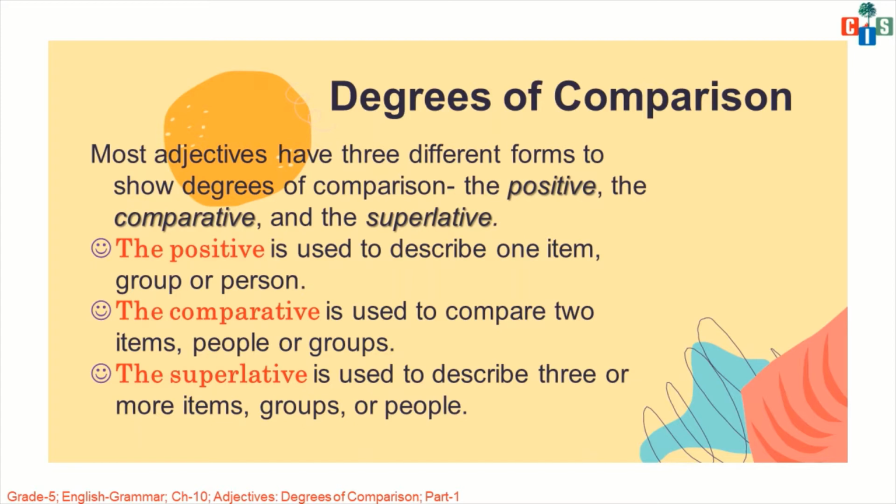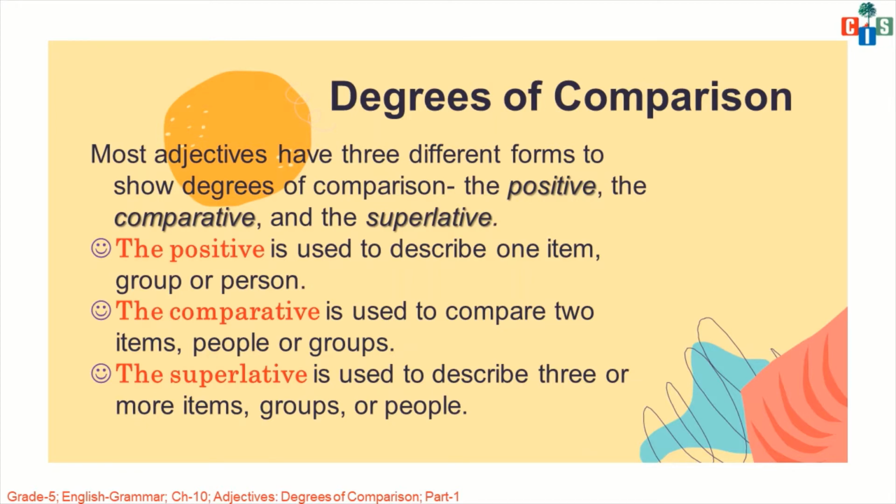Okay, so it is very easy to remember. The positive will be used when there is one item. The comparative will be used when there are two items, people, or groups. And the superlative is used when there are three or more than three items. Right? In this way you can remember these degrees of comparison. And why use these degrees of comparison? When we have to describe nouns, then we have to use these three degrees of comparison.